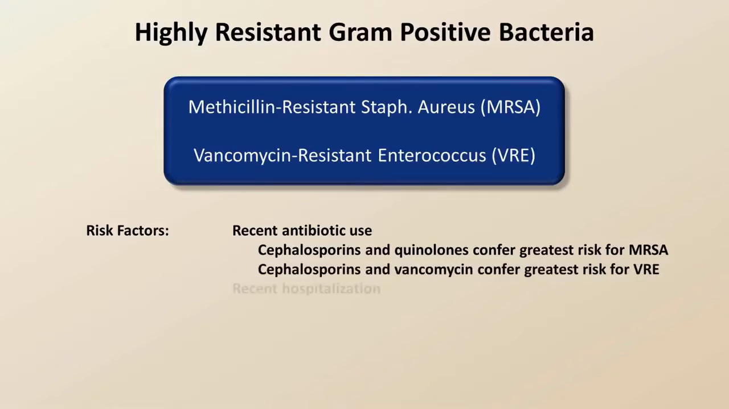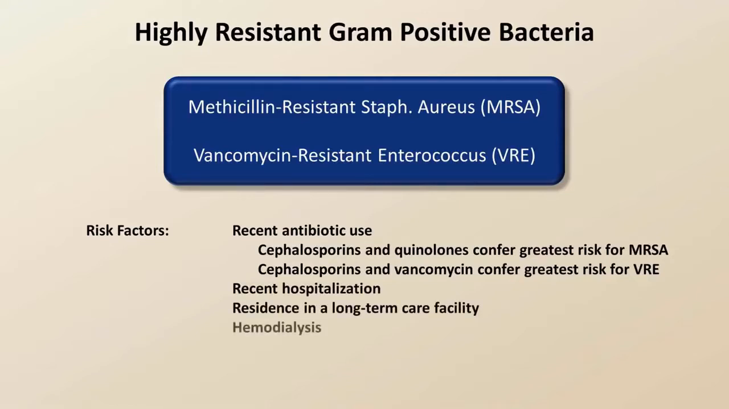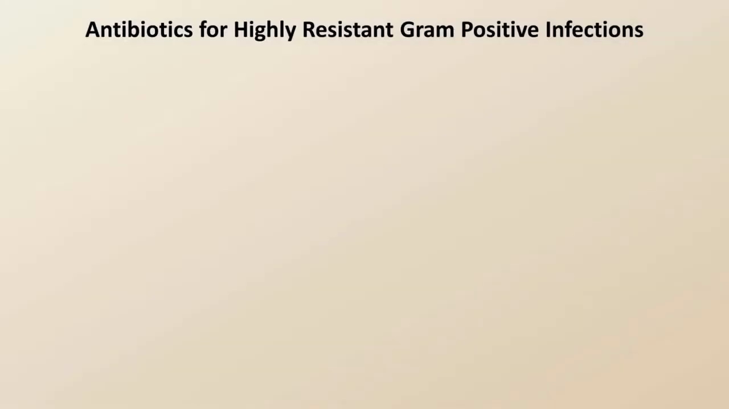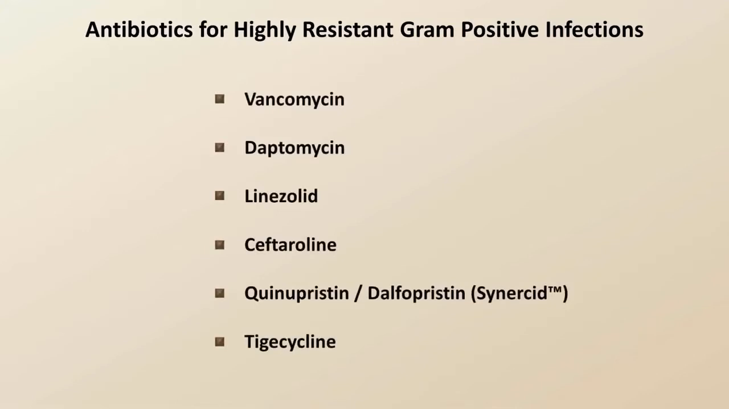Other common risk factors are recent hospitalization, residence in a long-term care facility, and hemodialysis. Additional risk factors for MRSA only are injection drug use, HIV infection, and incarceration. So what antibiotics can be used for these highly resistant gram-positive infections? There are 6. Vancomycin, daptomycin, linezolid, ceftaroline, the combination of quinupristin and dalfopristin, better known by its trade name Synercid, and tigecycline.